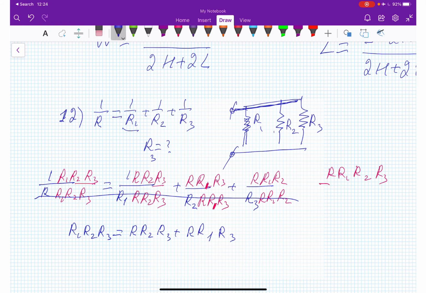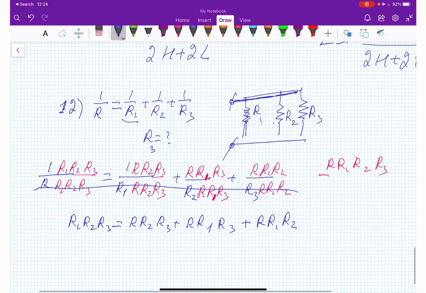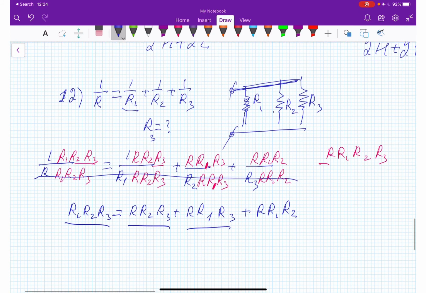Yeah, I'm looking, I have an identical term, it cannot be. And then plus, I will have R, R1, and R2. Okay, we need to find R3. Where do we have R3? Right here, 1, 2, and 3. So I'm putting all on one side.